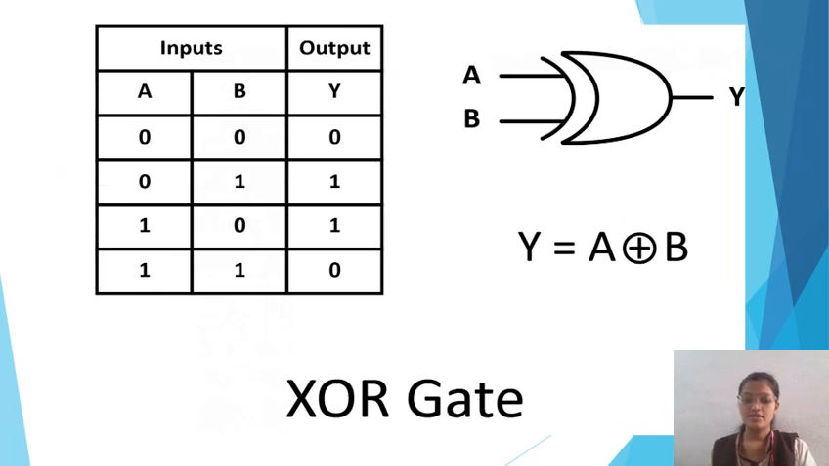This is the gate diagram of the XOR gate. When inputs A and B are passed through the XOR gate, output Y becomes A XOR B. It means when inputs A and B are 0 and 0, output Y becomes 0. Input A 0, B 1, an odd number of ones, so the output becomes 1. Input A 1, B 0, an odd number of ones, it means output Y becomes 1. Input A 1 and B 1, an even number of ones, so the output Y becomes 0. This is about the XOR gate.